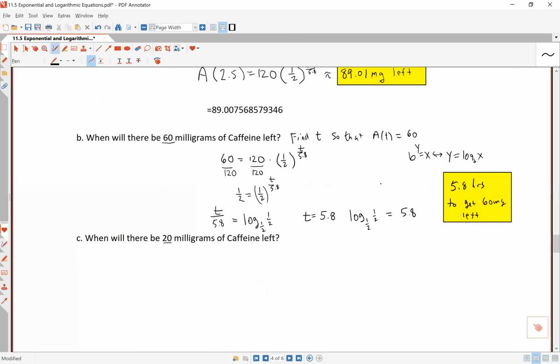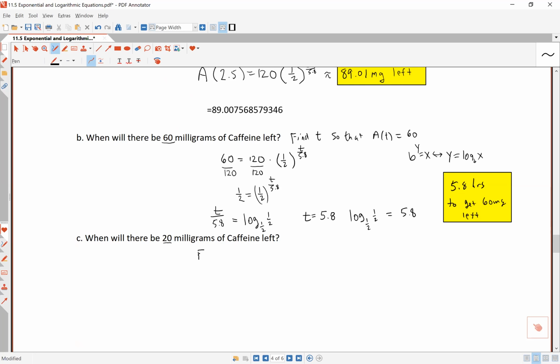When will there be 20 milligrams of caffeine? 20 milligrams is not very much. So we started with 120, got down to 20, so we're allowing 100 milligrams to decay. So it's going to take some time to get down to 20 milligrams because it took 5.8 hours to get to 60. Half of 60 is 30. So we've let more than 2 half-life cycles go by.